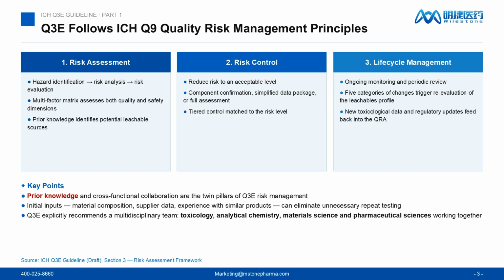The second pillar is the multidisciplinary team. E&L sits at the intersection of four fields. A toxicologist interprets the hazard, an analytical chemist measures the exposure, a materials scientist explains why the material behaves as it does, and a formulation scientist knows the product. If any one of them works alone, the assessment will have blind spots. Q3E explicitly recommends this team model, and in my experience, it is the single biggest predictor of a smooth review.